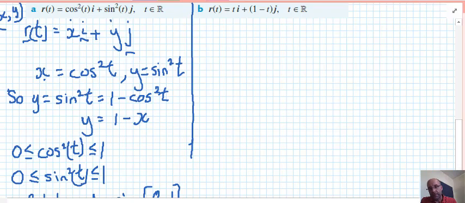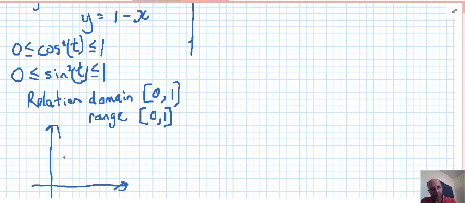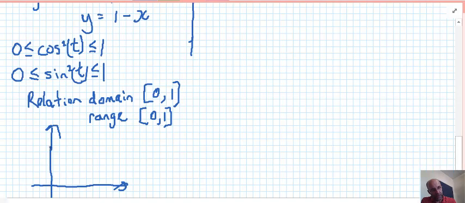Okay, so to sketch it, we would sketch the graph of 1 minus x, which is minus x plus 1, and that is limited by the domain and the range. So it's a straight line that goes down like that, and we have 0, 1 there, and we have the point 1, 0 there inclusive. So the dot is filled in.